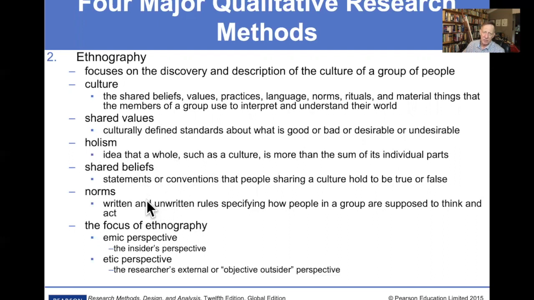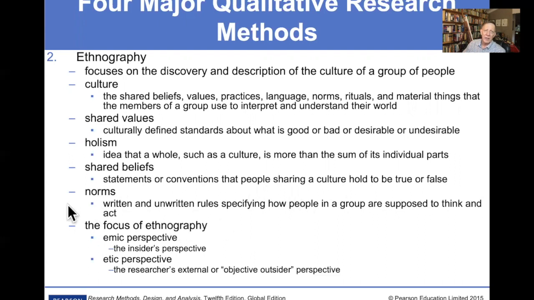Shared beliefs are statements or conventions that people who share a culture hold to be true or false. Their norms are written and unwritten rules. In any organization or group setting, there might be different norms and rules for behavior. If you are a member of a photography club, it constitutes a group with its own culture, norms and values.